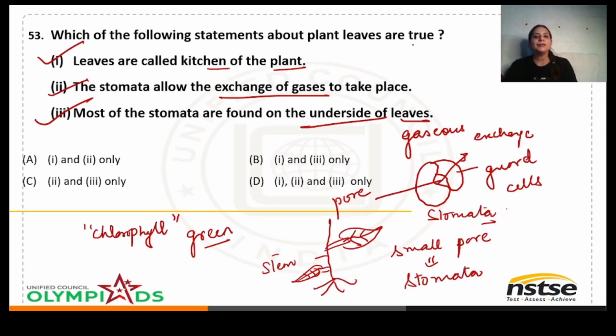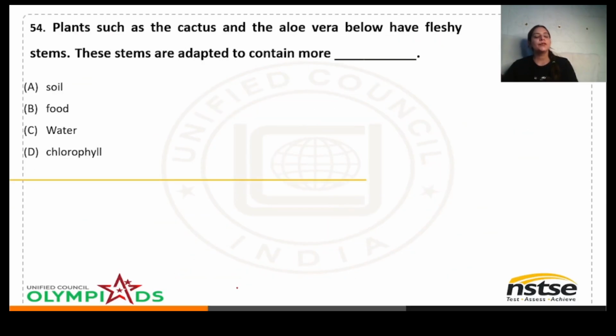So we need to pick the statements which are true. All the statements are true, so we'll go with option D. Option D is the right answer. Next question. Plants such as cactus and aloe vera below have fleshy stems.